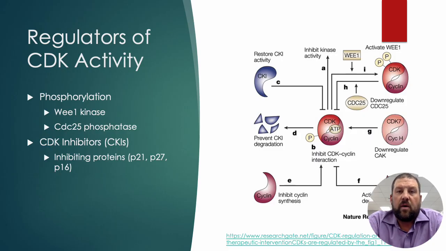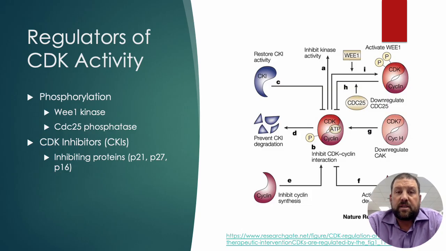Now that we've seen how cyclins and CDKs control the timing of the cell cycle, let's take a closer look at how their activity is fine-tuned. This regulation is mainly carried out by phosphorylation, kinases, phosphatases, and inhibitory proteins. First, phosphorylation is one of the main ways cells turn proteins on or off.